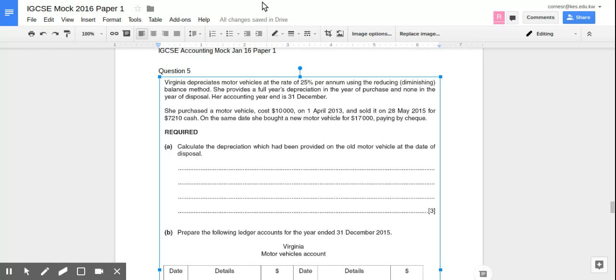So 25% of 17,000 comes to 4,250. That goes on the credit side because it's a provision. Provision's got an R in it. R is the right-hand side, and credit, which is the right-hand side of the accounts, has got an R in it. So credit for the increase in the provision and balance carry forward on the debit side.